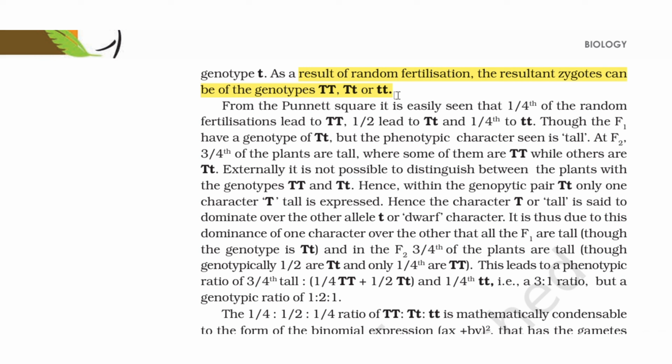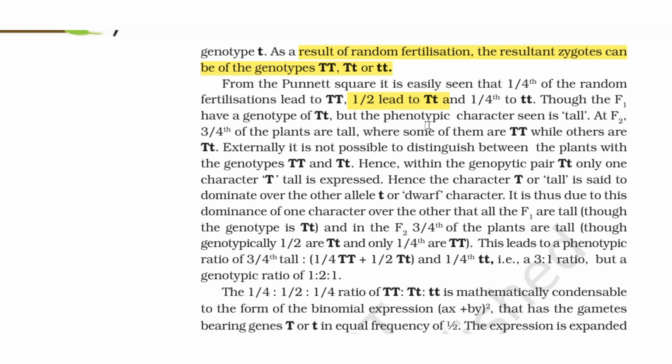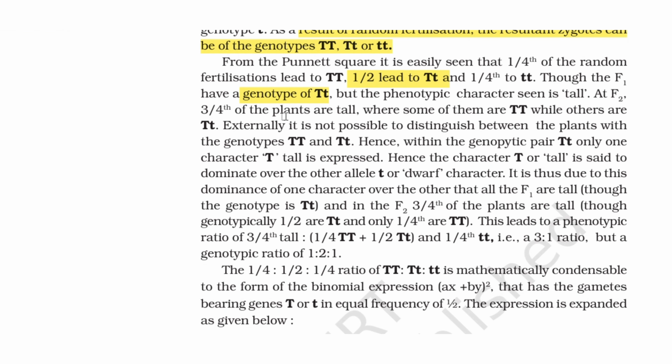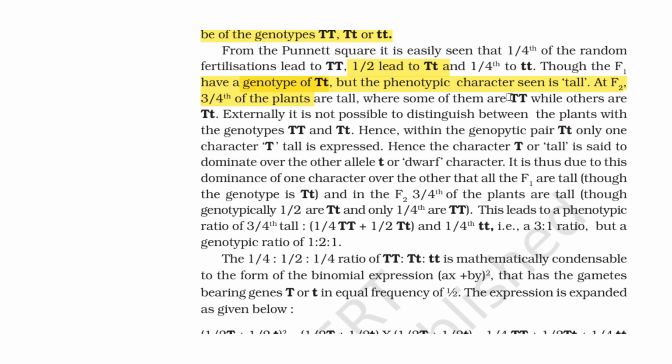From the Punnett square it is easily seen that 1/4 of the random fertilizations lead to TT, a half lead to Tt and 1/4 to tt. Though the F1 have a genotype of Tt, the phenotypic character seen is tall. At F2, 3/4 of the plants are tall, where some of them are TT while others are Tt.